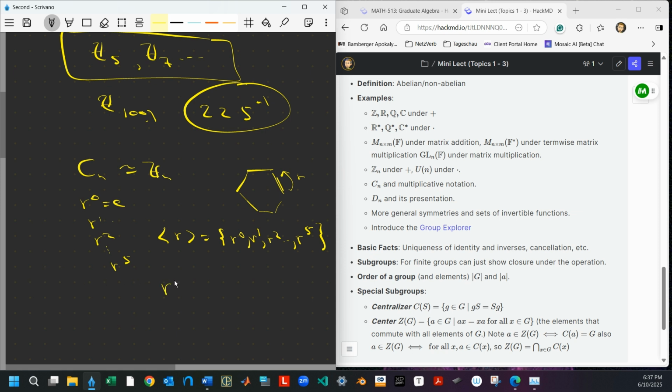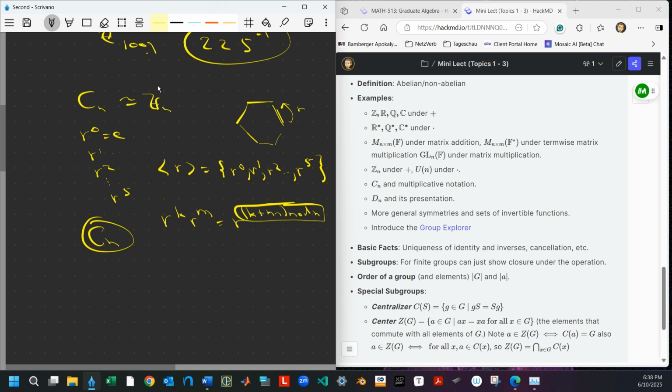So r^k, r^m, say I'm working in C_n, generated by a single element r. Well, this would be r to the k plus m. But it's really k plus m mod n, because it only goes up to n. And so you're multiplying, but the algebra turns out to be just the same as the algebra in Z_n. So these are two different ways of writing the same thing.